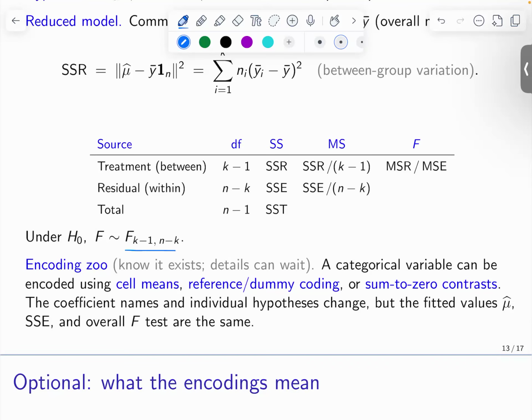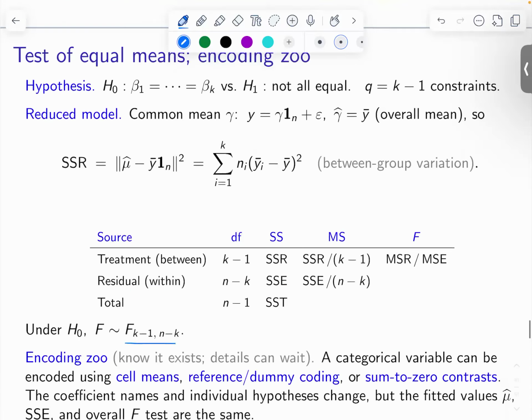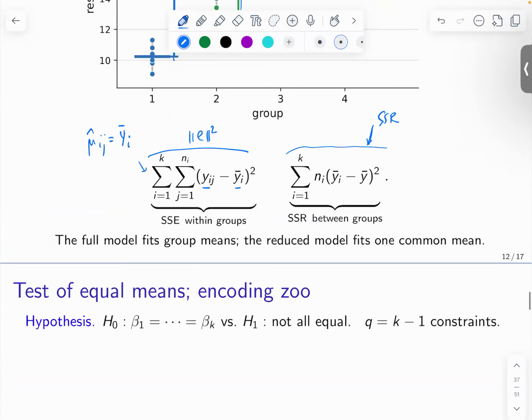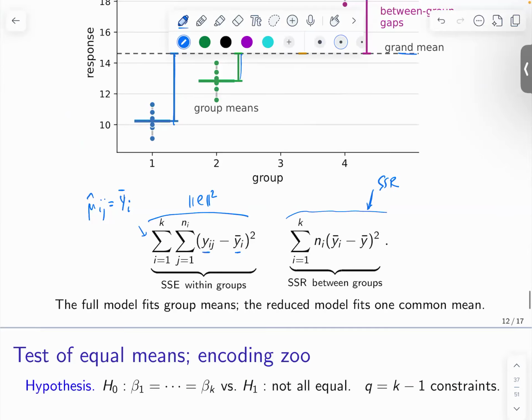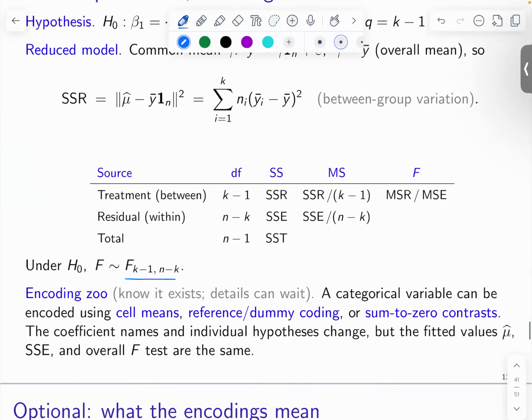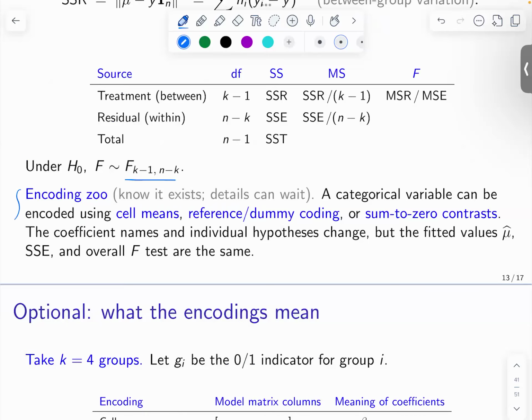So nothing new except these SSR again. The SSTs have an interesting interpretation as within and between group variation, once you write things down. Okay, and then there's this thing about the encoding zoo. There are different ways that you can encode.